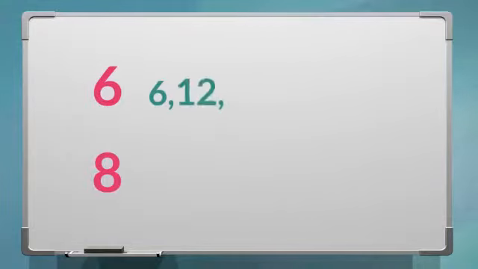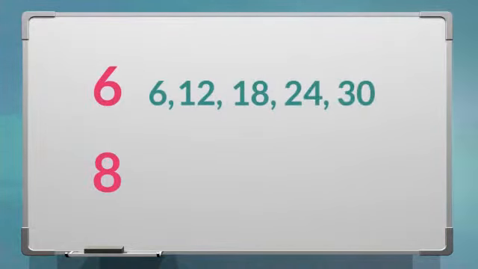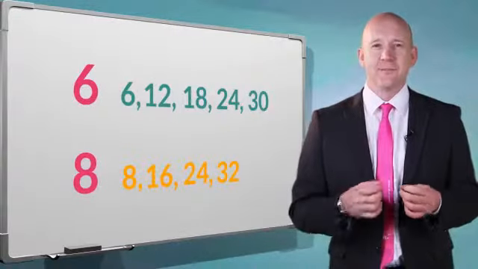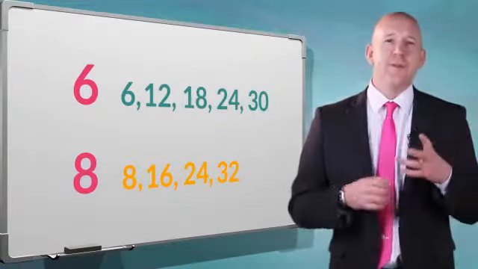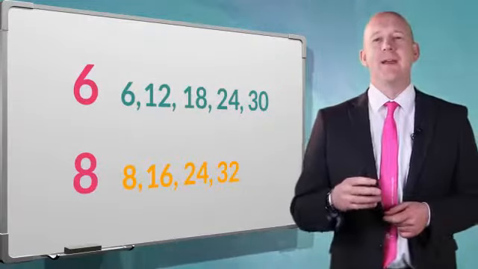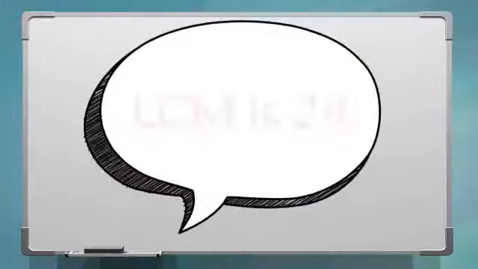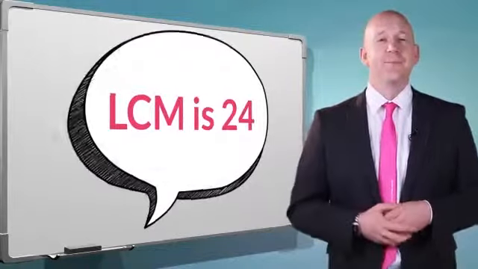So if we have these two numbers, we can write out the 6 times table. So 6, 12, 18, 24, 30. We can then write out the 8 times table. 8, 16, 24, 32. Then just look for the smallest number that appears in both of them, 24. So 24 is the lowest common multiple.